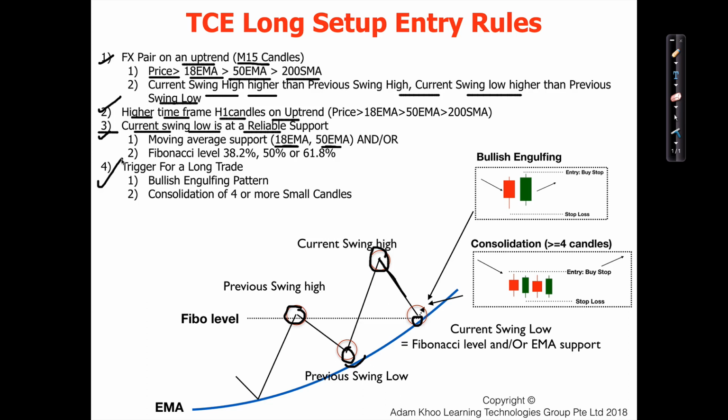Now, the main difference for TCE is we don't enter right at the moving average. We wait for a bullish candlestick pattern to show that it is reversing. So we either wait for a bullish engulfing pattern, or we wait for a consolidation of 4 or more candles and for it to break out of the consolidation. Right at the moving average, if we see a bullish engulfing pattern, that is our trigger for the trade.